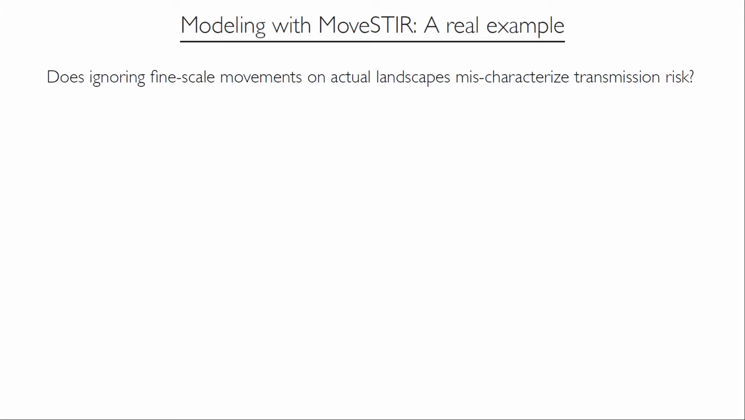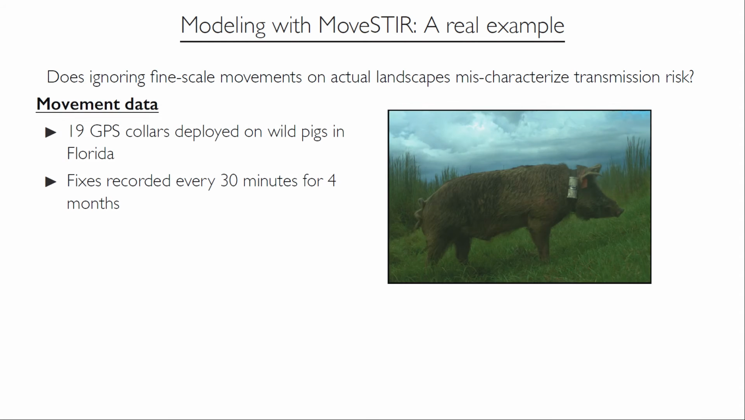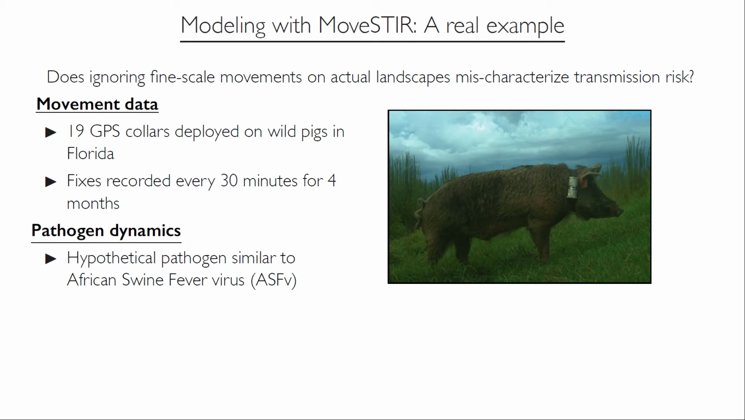That's asking this question: does ignoring fine-scale movements on actual landscapes mischaracterize transmission risk? To do that, I'm going to use actual movement data from a GPS collaring study on 19 pigs conducted on a ranch in Florida. Fixes were recorded every 30 minutes, and collars were on the pigs for about 4 months. There's no pathogen data associated with this movement data, so I'm going to assume a hypothetical pathogen arrives in this pig population. What we want to understand is how the actual empirical movements of these pigs influence pathogen spread and invasion on the movement network we build using Movester. The hypothetical pathogen will have dynamics similar to African swine fever virus.